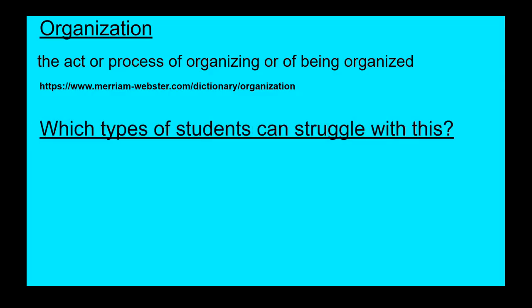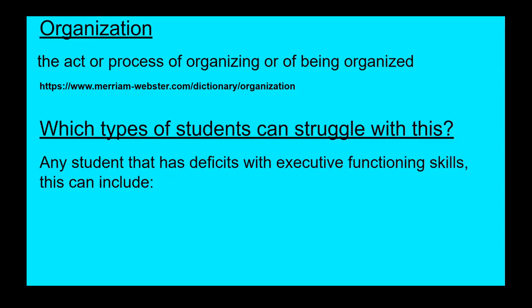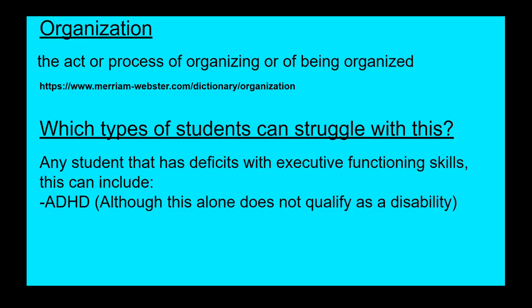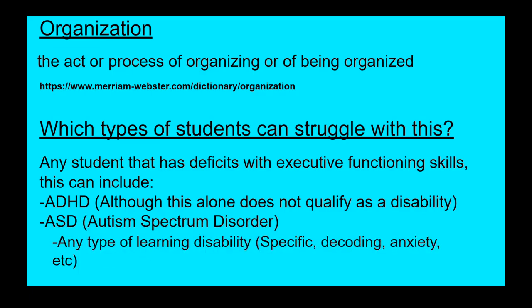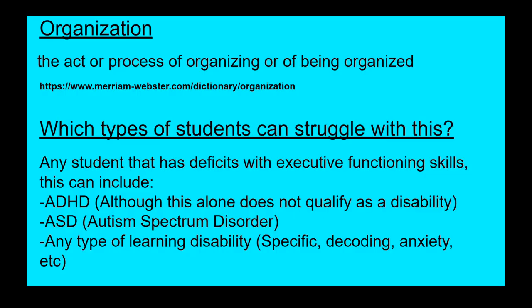So, which types of students can struggle with this? Well, any student that has deficits with executive functioning skills. This can include ADHD, although this one alone does not necessarily qualify as a disability, ASD, autism spectrum disorder, and then any other type of learning disability that might impact executive functioning skills, such as specific learning disabilities, decoding, anxiety, etc.